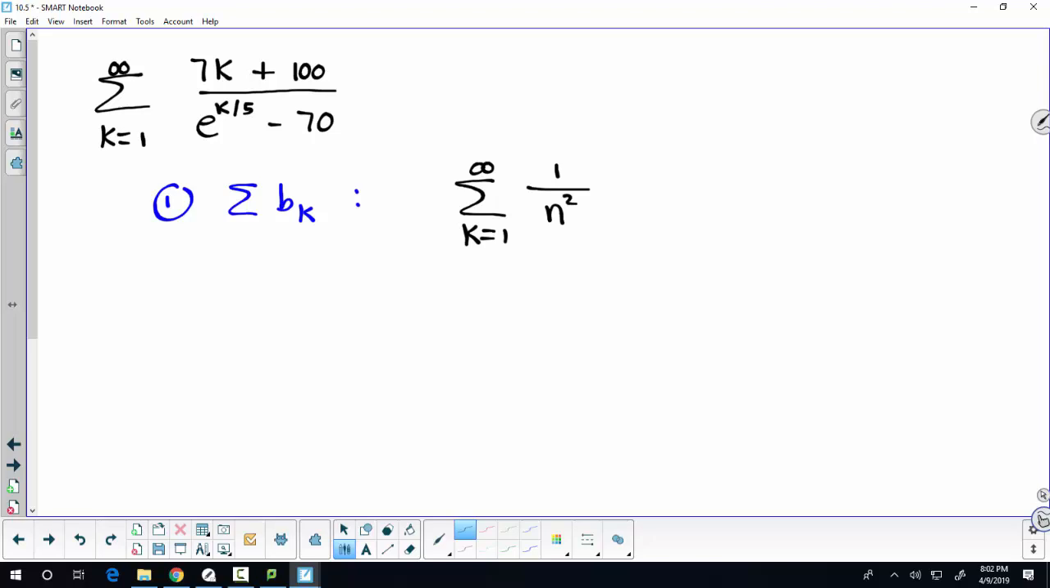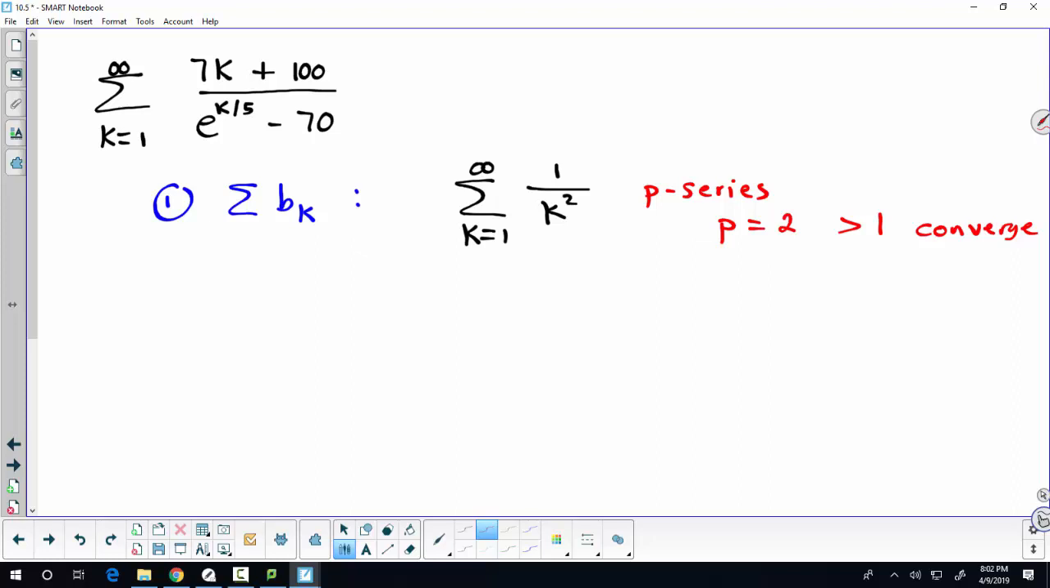So let's look at that same series and choose B sub k to be 1 over k squared. Do we know something about 1 over k squared? What do we know about it? Does it converge or diverge? It's going to converge.